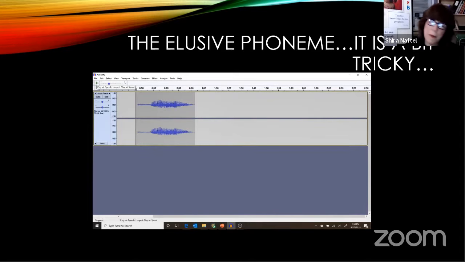And this is a special human quality, to be able to pull out these individual sounds. It's unique to the human brain. So, it's very miraculous that we can do this at all. So it's not easy.